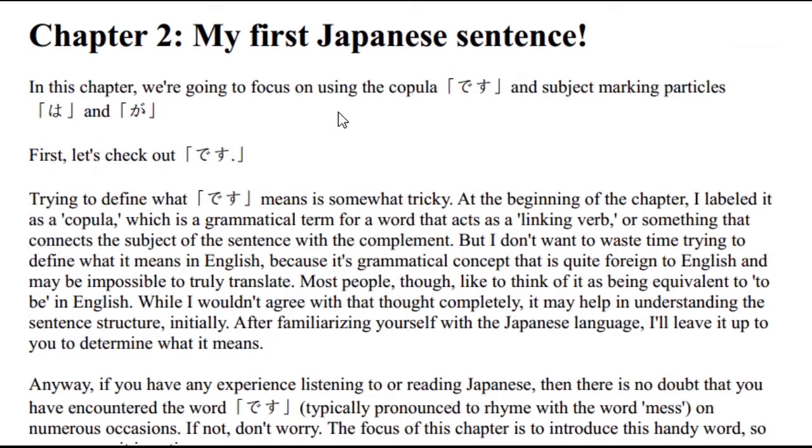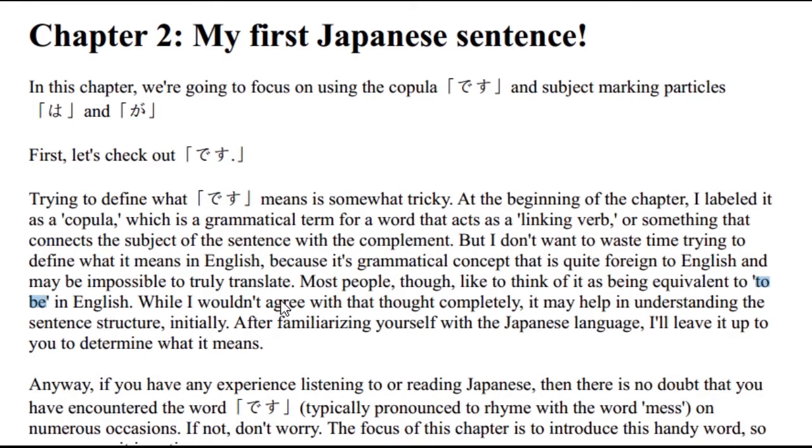Okay, so defining what des means is a little difficult. At the beginning of the chapter, I called it a copula, which is a grammatical term for a word that acts as a linking verb, or something that connects the subject of the sentence with the complement. But don't worry if you don't understand what that means, because I don't really understand it either. It's a grammatical concept that's foreign to the English language, so it's really difficult to translate what it means exactly. But a lot of people like to think of it as being equivalent to be.